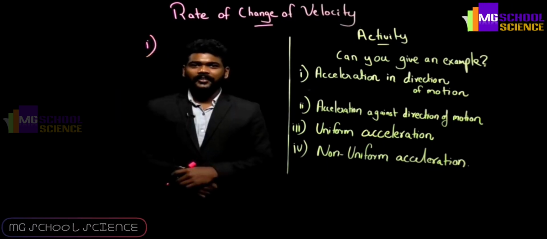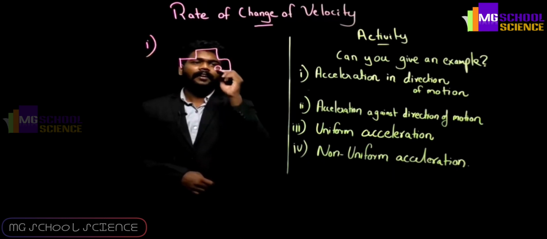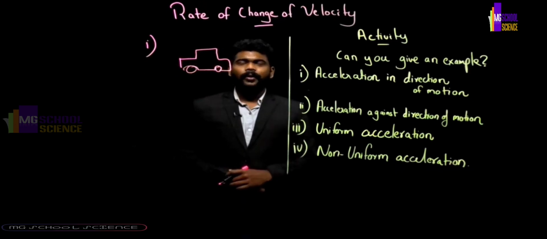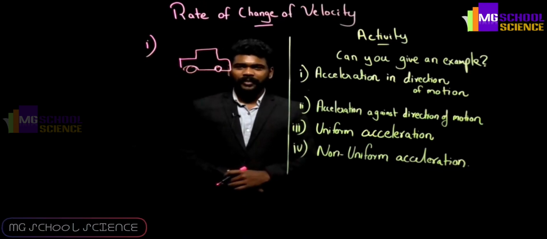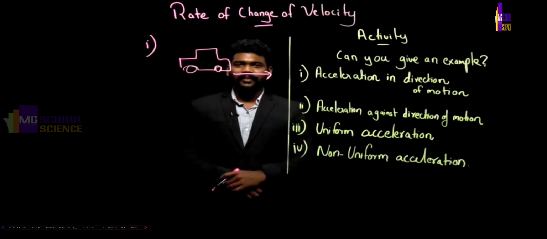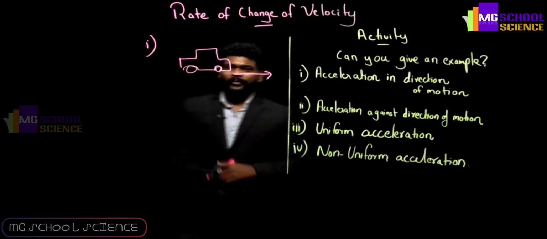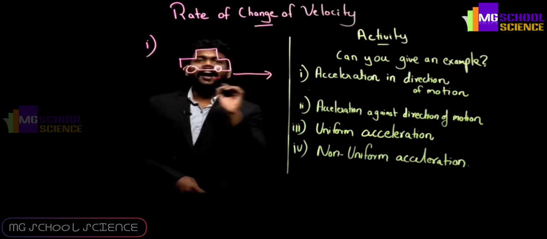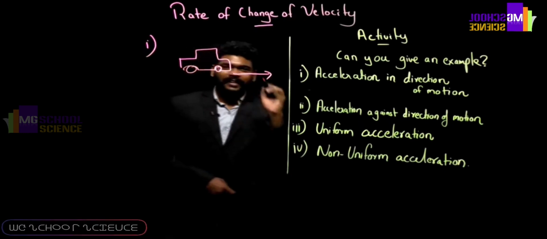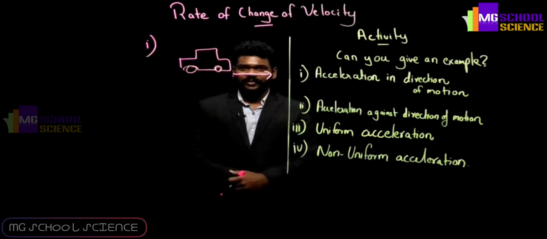For acceleration in the direction of the motion, let's consider a car in which we are traveling. Now, what happens when you hit the accelerator pedal? The car suddenly accelerates, or the car changes the velocity quickly. That is the meaning of acceleration, right? Now, see here. If you are giving an acceleration in the direction of the motion, the car's speed will increase, and this will be an example for an acceleration in the direction of the motion.